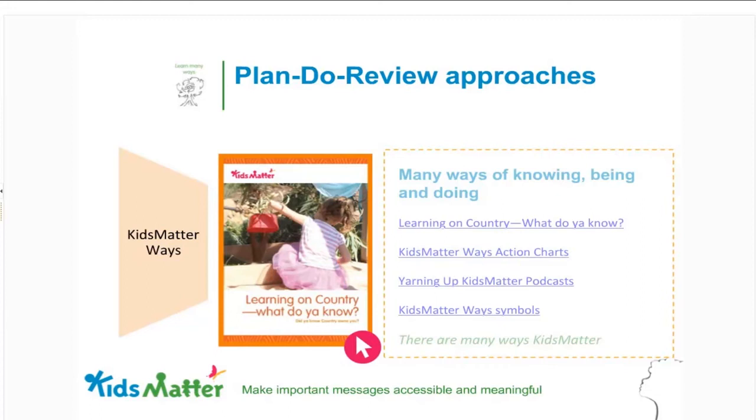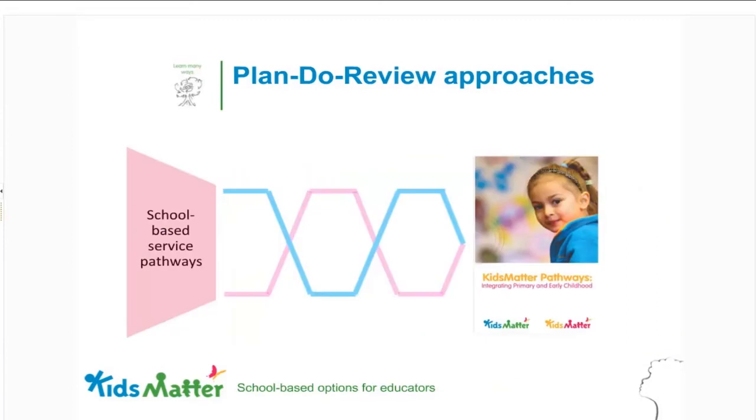And then the KidsMatter team developed a set of what we call KidsMatter Ways symbols, which are images of some of the key ways of being that we want to use in KidsMatter. So the KidsMatter Ways material also helps us to really often get out of our more Western linear brain thinking and consider many different ways of knowing, being and doing. And you can work through a lot of the professional learning using these resources as well. Thanks, Rita. The next approach that we're going to briefly look at is the school-based service pathways.